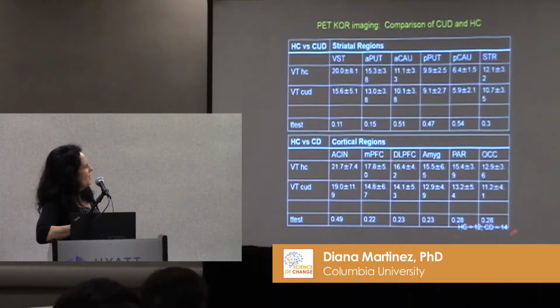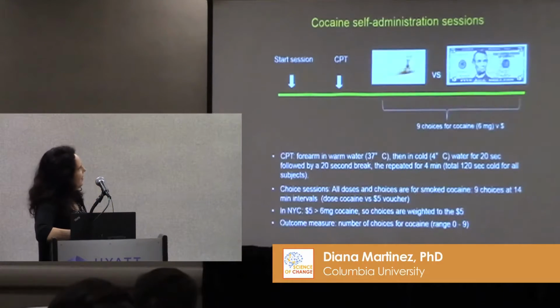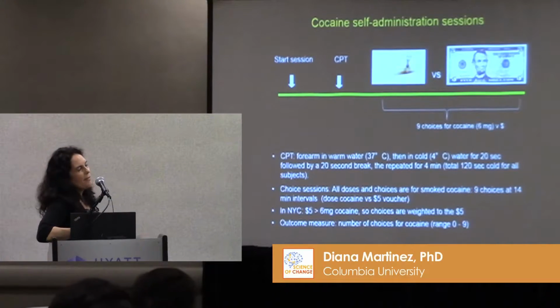This number is now about 15 and 15. We could keep going, but the effect size is so small that we would have to scan 100 people if we wanted to see a difference. And then you have to ask yourself, is that clinically relevant? Because it would be a change of maybe 3-4%. So the end of the story is we did not see a difference in baseline kappa receptor binding between the two groups. As I mentioned, after that baseline scan, we then had people go into the laboratory.